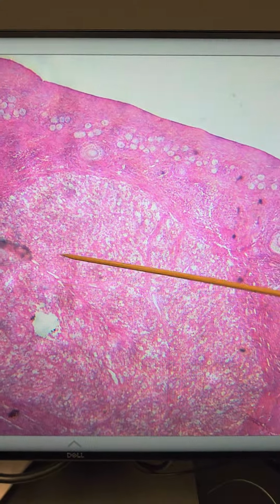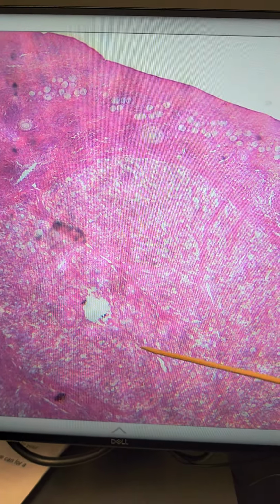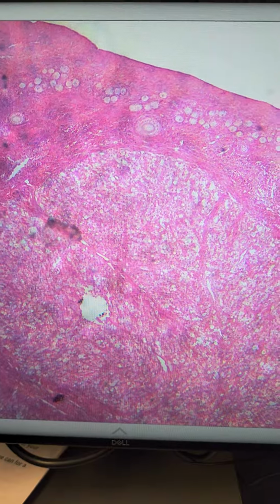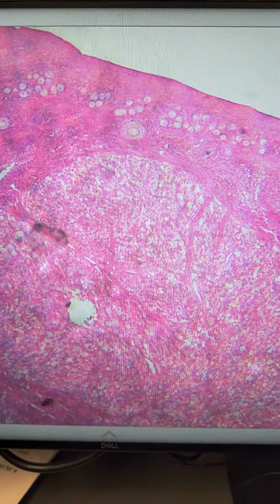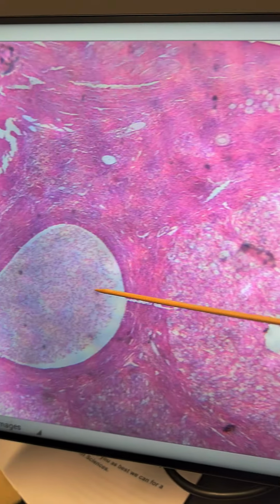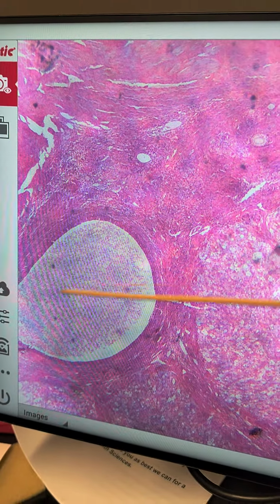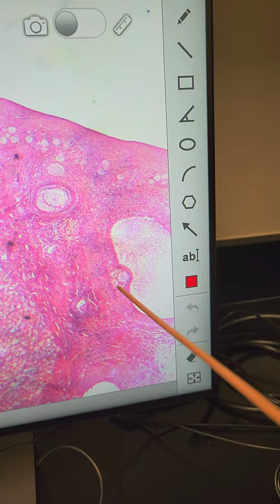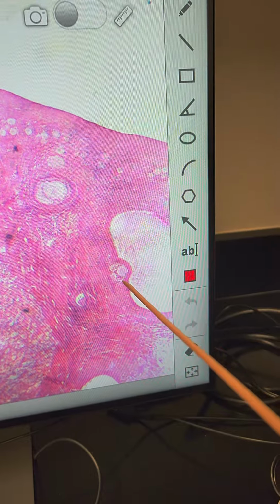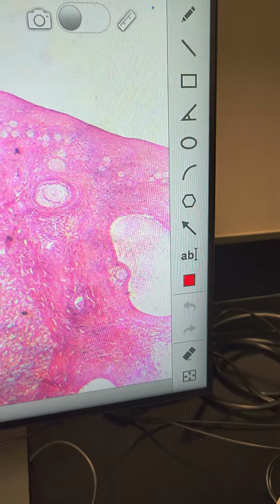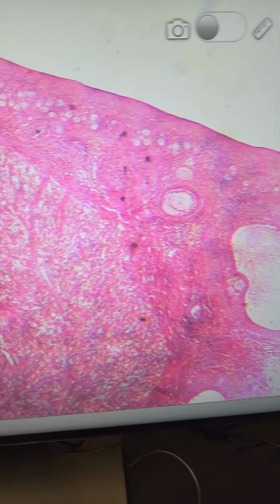Here's a great example of the corpus luteum. We can tell that's the corpus luteum simply because you can see the space where the ovum was ovulated. And here we have a tertiary or antral follicle. Over on this side we can see another tertiary follicle, which is actually a Graafian follicle because you can see the ovum inside ready to be ovulated. We're going to take a closer look at some of these structures.